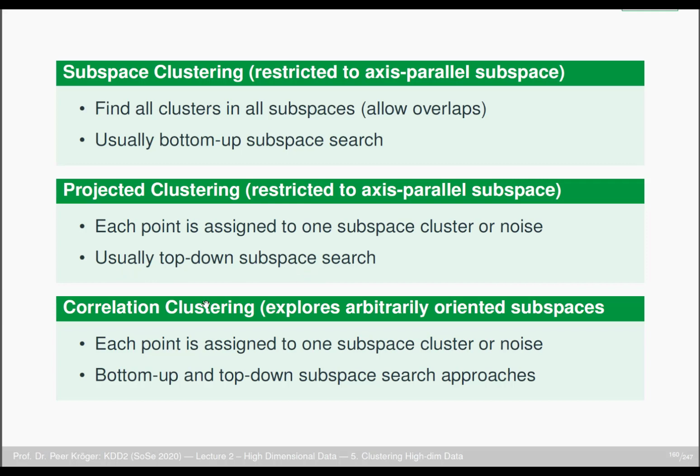and we will also have a look at some sample approaches here, of course. And then the third big class is the solution to the general problem, which is called in our taxonomy correlation clustering, sometimes also arbitrarily oriented subspace clustering, but we will call it correlation clustering. They explore arbitrarily oriented subspaces. So typically, again, each point is assigned to one subspace cluster, no overlap, and there are completely different subspace search approaches. We will again have a couple of examples here.